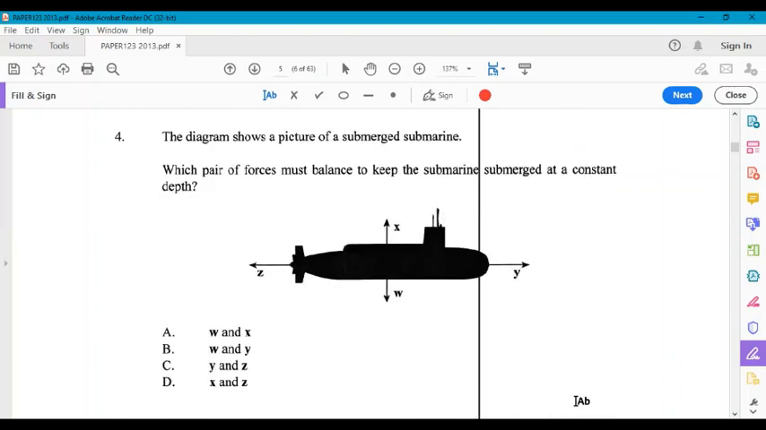Number 4, the diagram shows a picture of a submerged submarine. Which pair of forces must balance to keep the submarine submerged at a constant depth? Okay, depth means that we're interested in the vertical forces being balanced. Okay, if one was greater than the other, if X was bigger, then it would rise. If W was bigger, then it would fall. Okay, so in order to keep it not rising or falling, the vertical forces must be balanced, and those are forces X and W. So A.